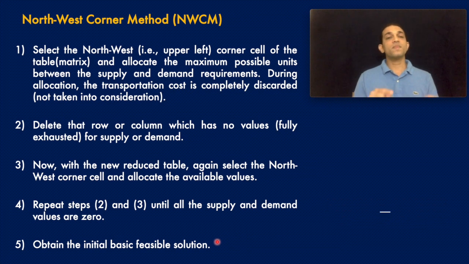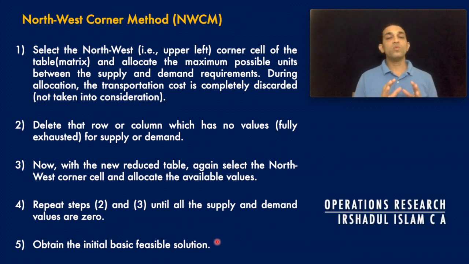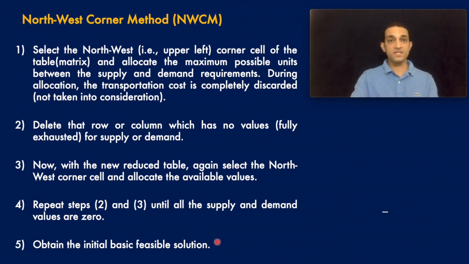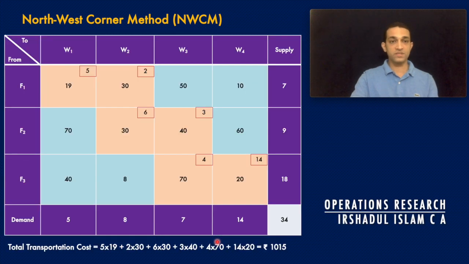Second step is delete the row or column which has no values for supply or demand. Now with the new reduced table, again select the northwest corner cell and allocate the available values. Repeat steps 2 and 3 until all supply and demand values are 0. Obtain the initial basic feasible solution. This algorithm we will test with the help of the same question.